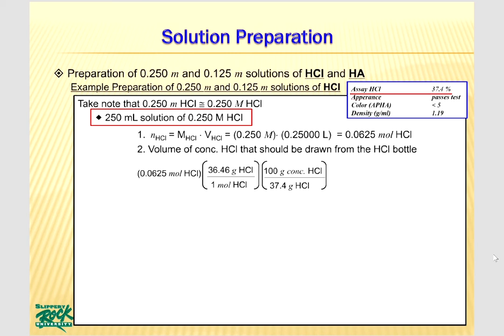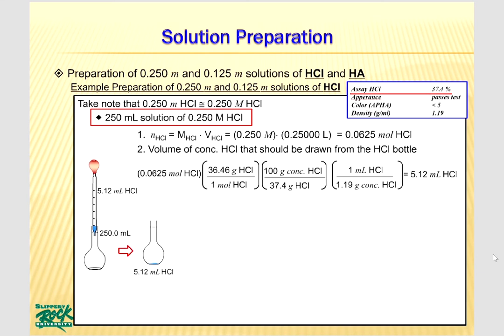It also implies that the remaining mass, 62.6 grams, is the mass of solvent water. The next conversion factor is taken from the density of the concentrated HCl, which is 1 milliliter HCl per 1.19 grams of HCl. So, the volume of HCl to be taken from the bottle is 5.12 milliliters. Now, transfer 5.12 milliliters of concentrated HCl into a 250 milliliter volumetric flask.